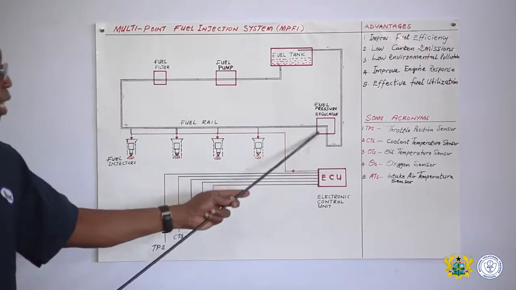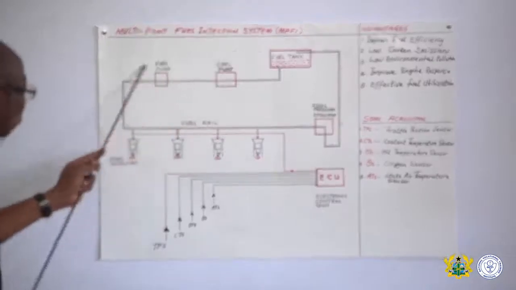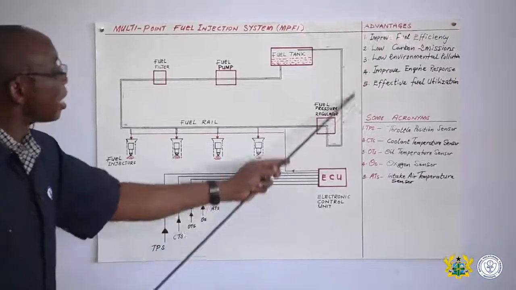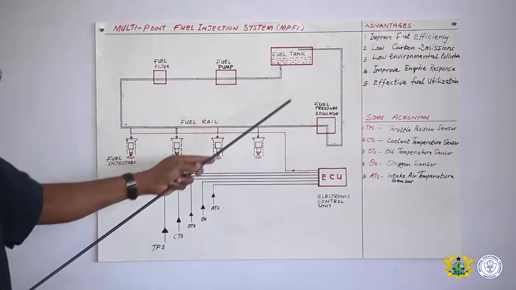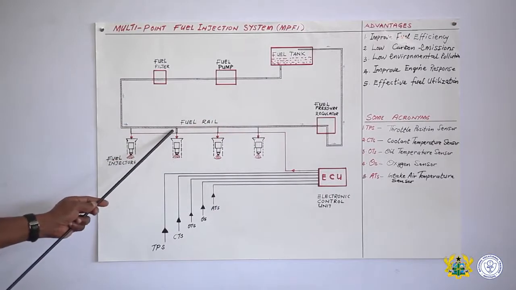This is the pressure regulator. So the system continues in this form. Excess fuel is sent back into the tank, then maintaining standard pressure in the system.